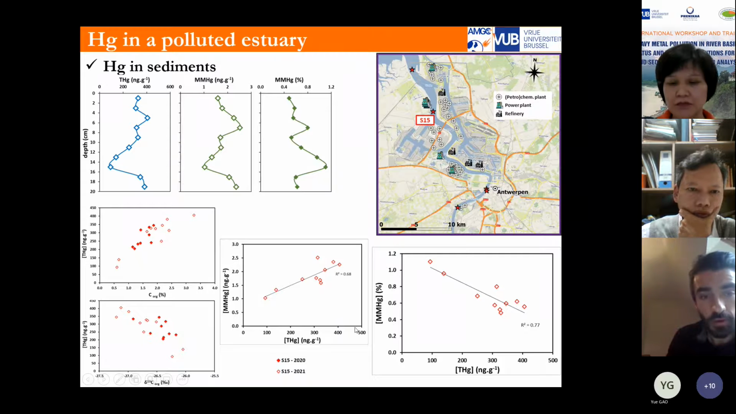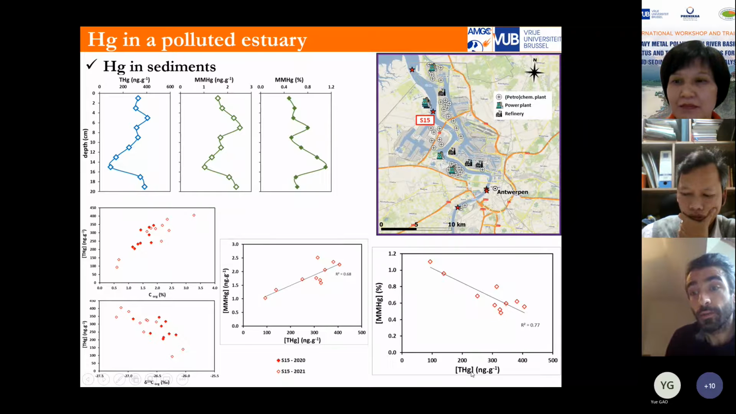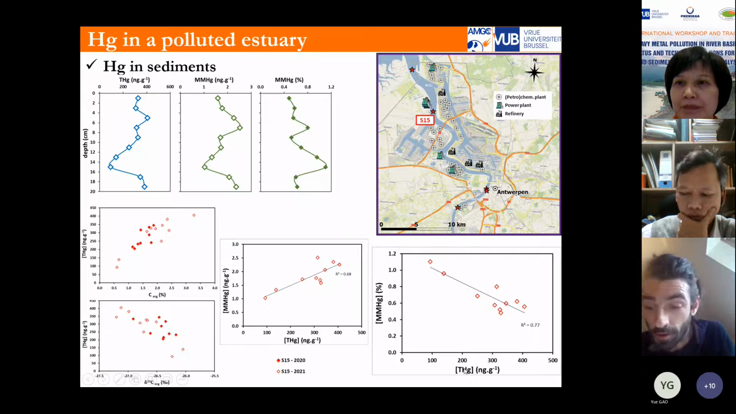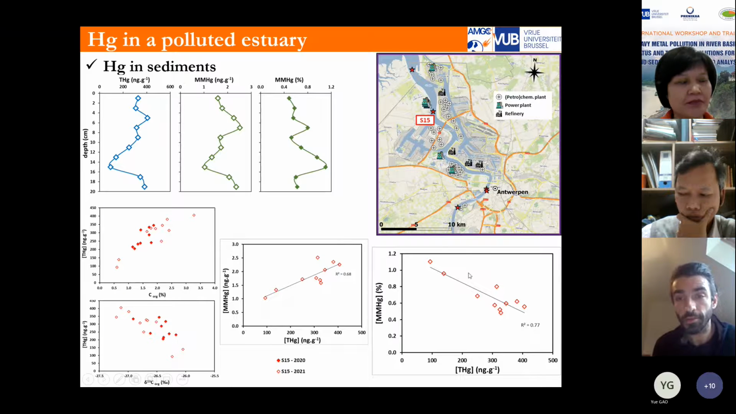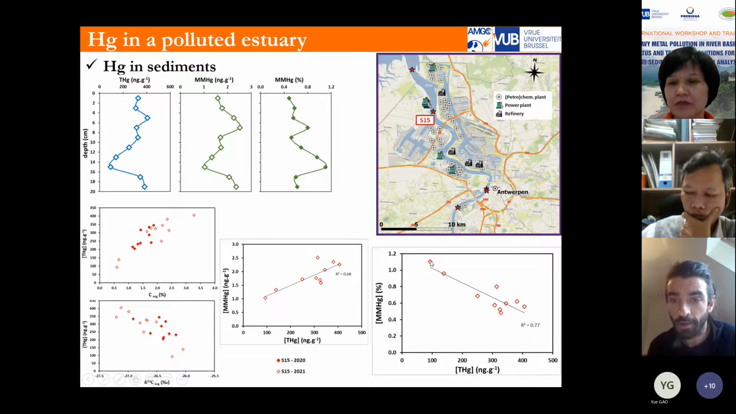So as you can see here, the methyl mercury is quite correlated to the total mercury, but if you take the percentage of methyl mercury, it is actually negatively correlated to the amount of total mercury. This can be due to the fact that if the mercury is mostly bound to carbon, or to organic matter, it can prevent methylmercury formation by preventing bioavailability.